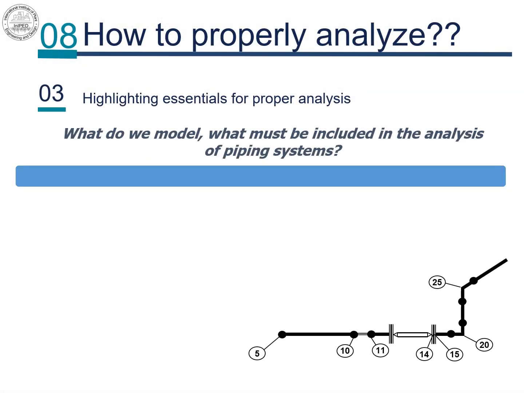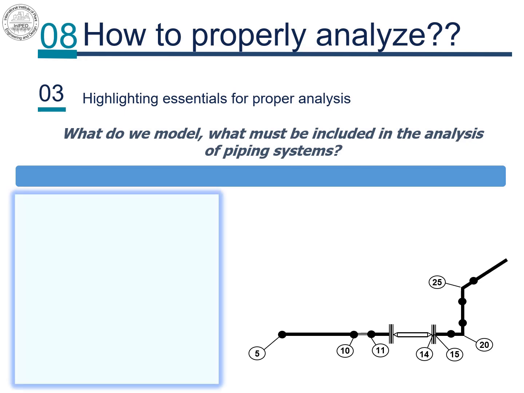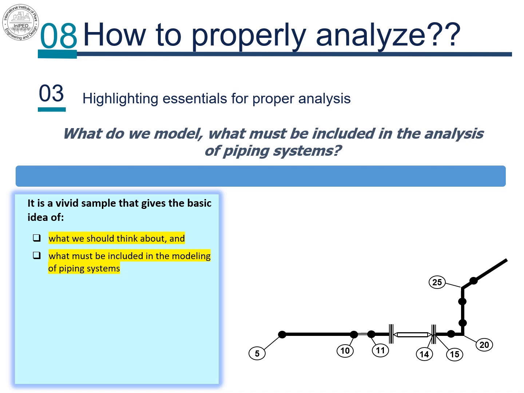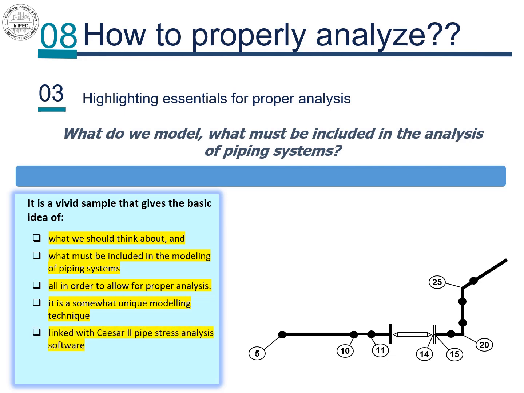We will get now into the details of some essentials for proper analysis. What is presented here is not all that is required, but it is a vivid sample that will give the basic idea of what we should think about, and what must be included in the modeling of piping systems, to allow for proper analysis. It involves a somewhat unique modeling technique that is usually associated with Caesar 2 stress analysis software, but perhaps to some other software as well.